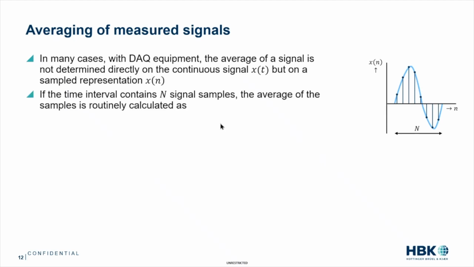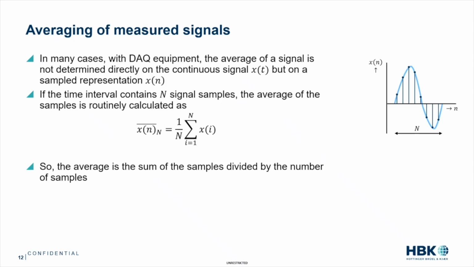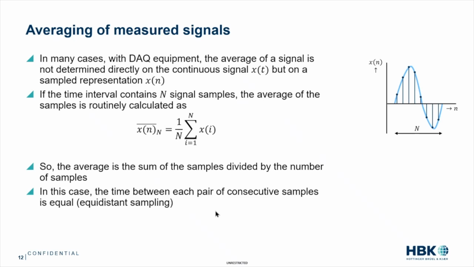So if the time interval contains N signal samples, the average of the samples is routinely calculated as: sum up all the sample values, divide by the number of samples, and that is your signal average. So in the case of sampled signals, the average is the sum of the samples divided by the number of samples. I think also that is straightforward. In this case, the time between each pair of samples is equal, so we are talking about equidistant sampling. And when you're working with sampled signals and you want to take the average, most people don't give it a second thought. They just sum up all the samples and divide by the number of samples.